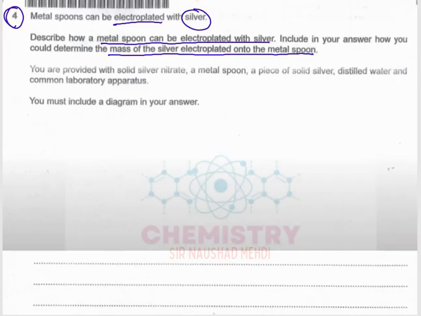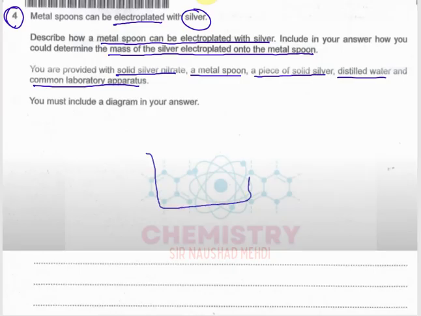So basically you have to describe the complete experiment and how you will do the electroplating of silver onto the spoon. You are provided with solid silver nitrate, a metal spoon, a piece of solid silver, distilled water, and common laboratory apparatus. So first of all, let's look at the diagram of how the electroplating takes place.